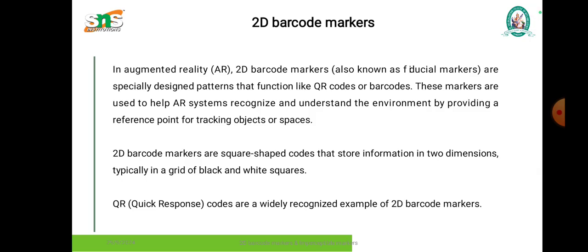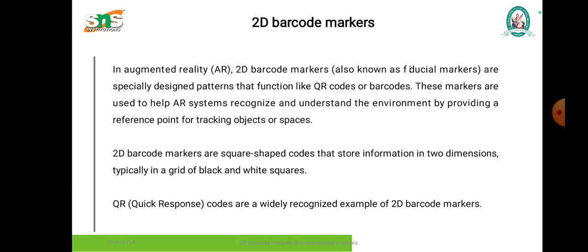The 2D barcode markers are also known as fiducial markers, and these are specially designed patterns that function like QR codes or barcodes in AR systems. These markers help the AR system to recognize and understand the environment. They provide a reference point for tracking objects or spaces.